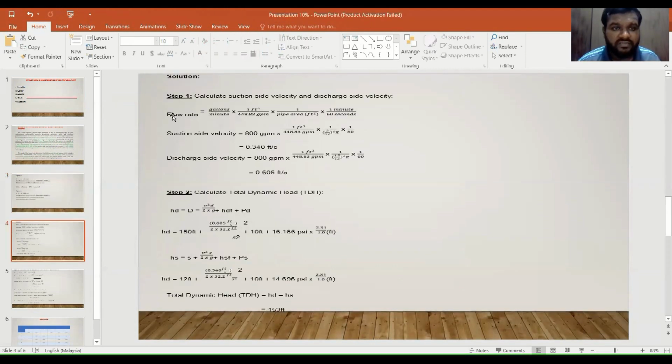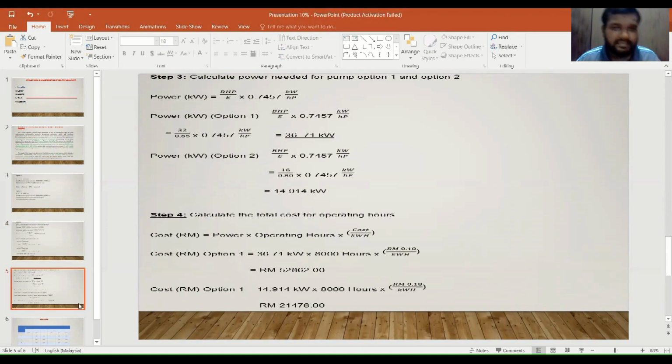So here I have the calculation, the solution. Step 1, we calculate the suction side velocity and discharge side velocity. We use the flow rate equation, and we got the answer 0.340 feet per second. For discharge we got 0.605 feet per second. For step 2, we calculate the total dynamic head, TDH, using the formula HD equals to D. We calculate this equation, and we got the total dynamic head is 153 feet.